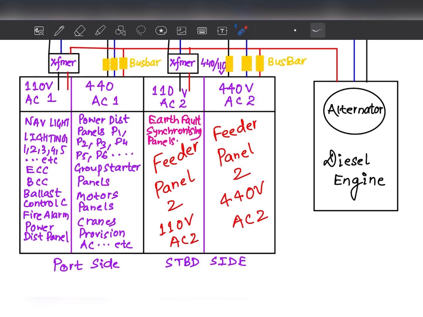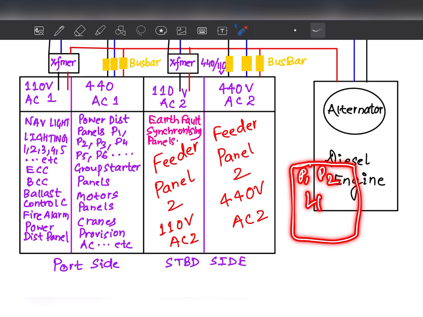In the feeder panel, for example 440 volt, so many power distribution panels are connected, because power is distributed from the feeder panel to the motor machineries and other panels. Always in the engine room you will see the P1 panel, power panel, P2 panel. It means the power is going from this feeder panel to different locations via the panels. There are various places in the vessel where you will see different panels: P1 panel, P2 panel, L1 panel, L2 panel.